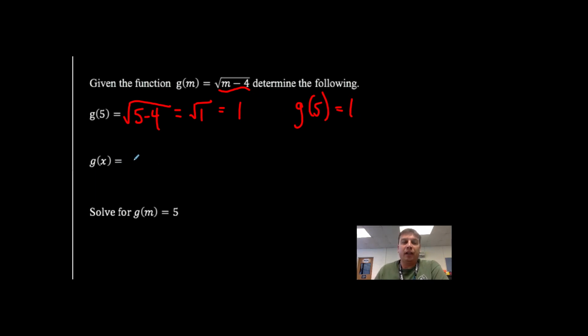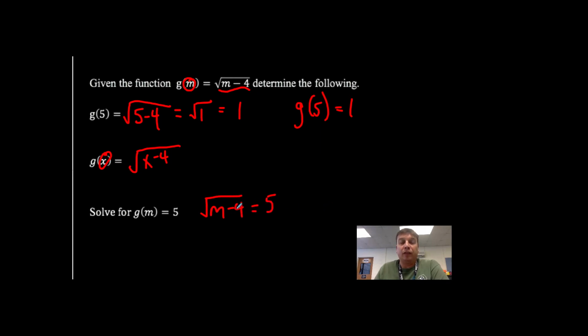Now let's figure out g of x. Well, all I do is, okay, well, here's m, and it says, hey, replace everybody with an x. Okay, that's easy enough. x minus 4. Done. Next one says solve for g of m equaling 5. So I want to know, when is this thing going to equal 5? All right, so then that means I need the square root of m minus 4 has to equal 5.